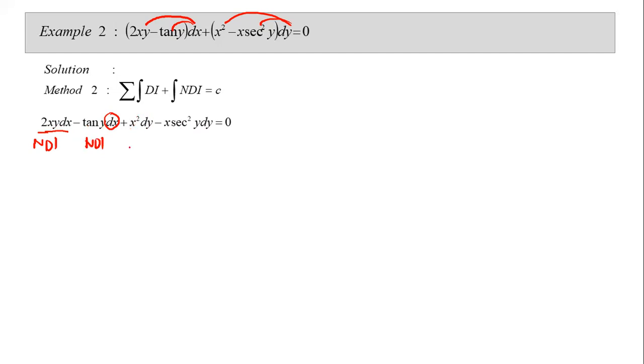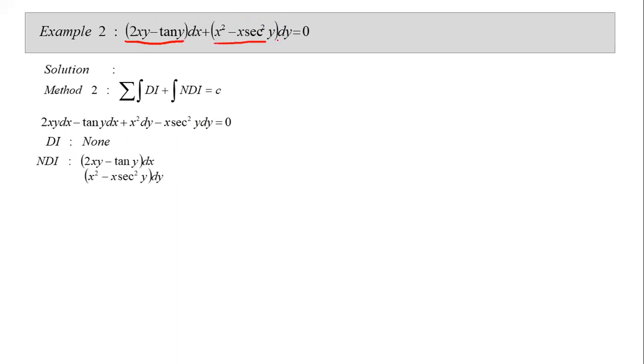x squared and it goes along with dy. This is another non-direct integrable. This is x. This is secant squared y. Sorry. And that goes along with dy. So this is also a non-direct integrable. So obviously, there is no direct integrable. And for the non-direct integrable, so that is 2xy minus tangent y dx, or x squared minus x secant squared y dy. So applying the formula, we do not have any direct integrable and we only choose between these two.